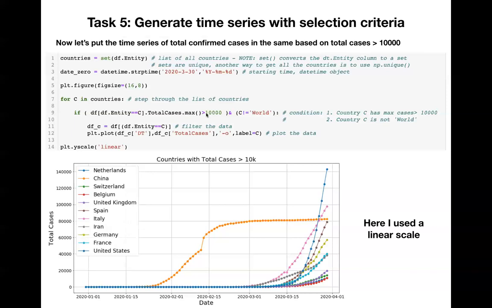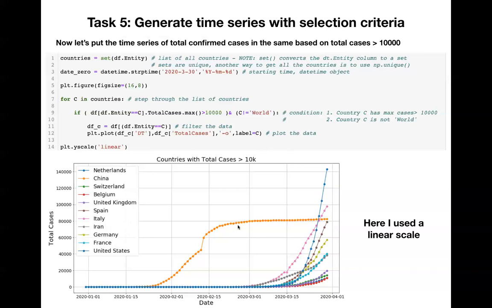And then if the max number is greater than 10,000 and C is not world. If it's world and you don't do this, you have another curve, which is the sum of everybody, right? So here I have two criteria. One is that country C has maximum cases greater than 10,000. The second one is that country C is not world, right? So if both criteria are met, I do the filtering by getting the data, dfC, based on the selected country, and then I plot total cases as a function of dt and label it as C, right?